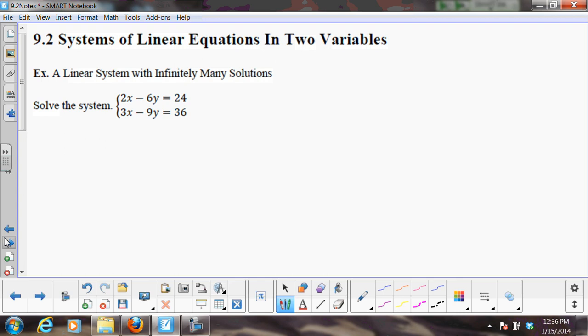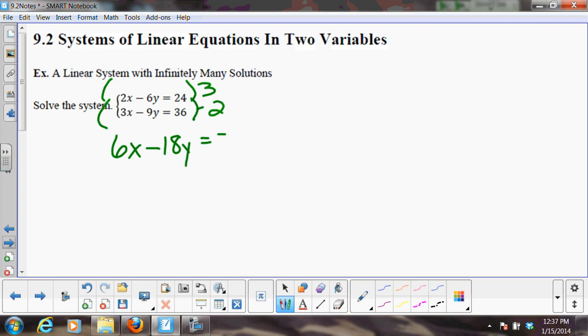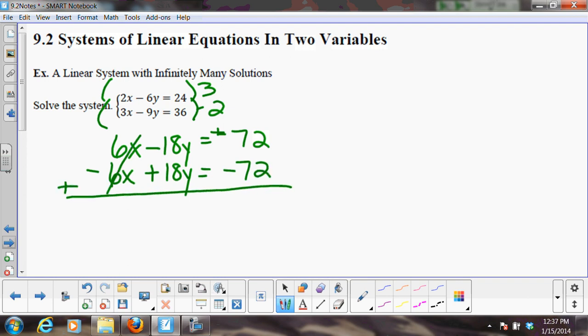Infinitely many solutions. So I'm still going to do elimination again. I'm going to get rid of x's. I'm going to multiply the top one by 3, the bottom one by a negative 2. Oops, 3x. That's not true. So we get 6x minus 18y equals negative 70, positive 72. And then the bottom is negative 6x plus 18y equals negative 72. That one's the negative. So we add, x's go away, y's go away, leaving 0. 72 and negative 72 is 0 again, which means infinite.